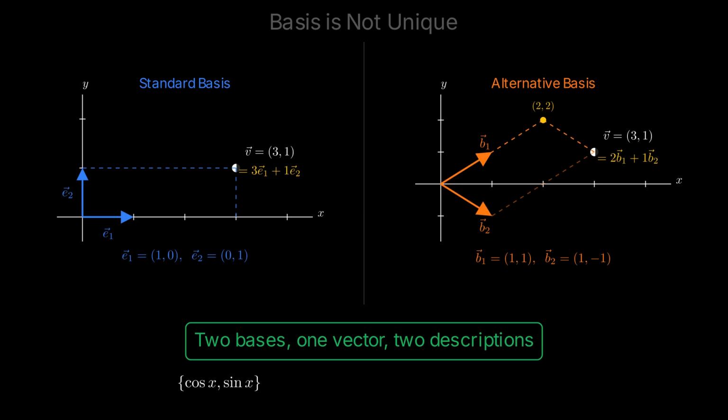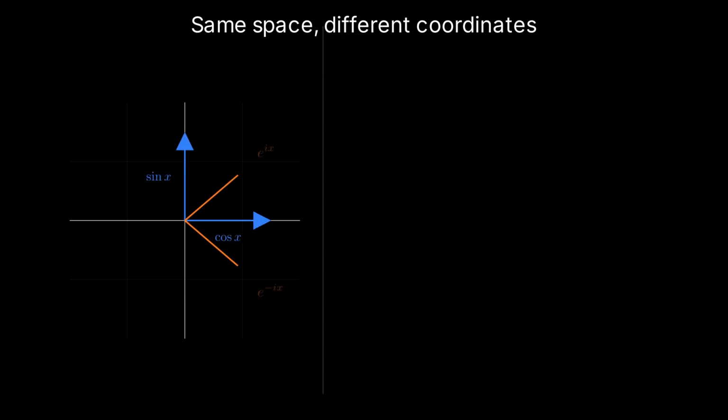And this principle extends to function spaces as well. Cosine x and sin x are one basis for our solution space, but a single space can have many different bases, and each one gives a valid coordinate system. Consider e^(ix) and e^(-ix).